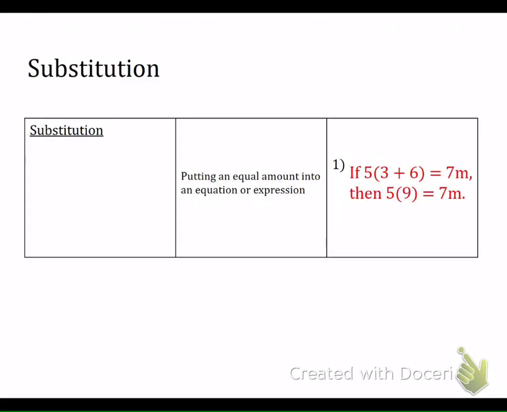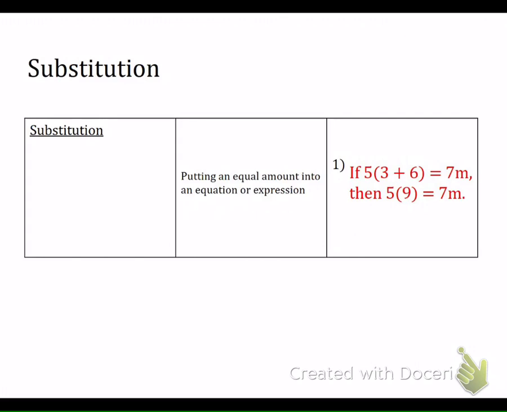All right, substitution. There's not multiple types of the substitution property. That's why there's nothing really here. Substitution is substitution. It's when you put an equal amount into an equation or an expression. So in this one, for example, instead of writing 3 plus 6, they're just writing a 9, because 9 is the same thing as 3 plus 6. You're taking something out and putting something equivalent in.